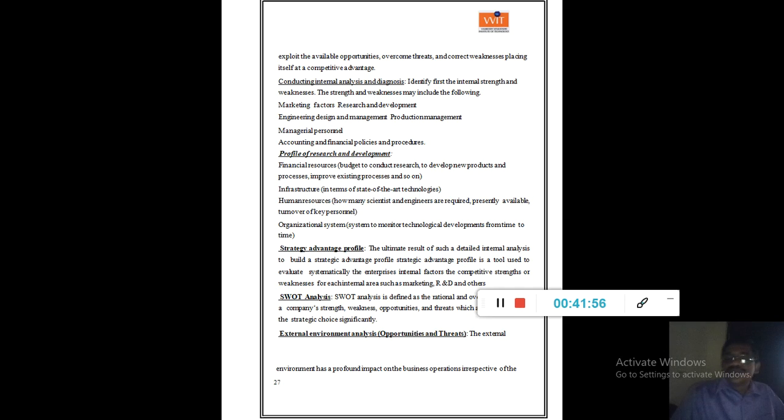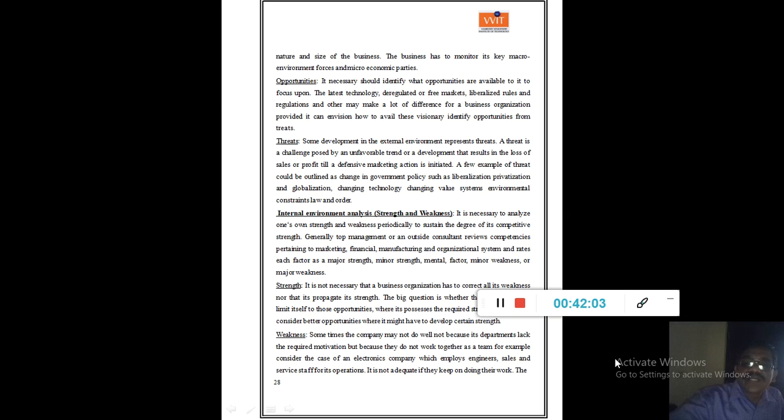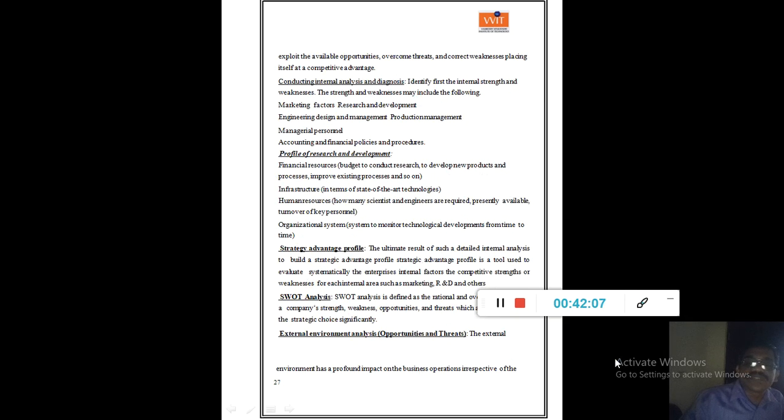Now coming to the SWOT analysis. SWOT analysis is defined as a rational process. It is a rational process of analyzing company strengths, weaknesses, opportunities and threats. So external environment analysis first. That is opportunities and threats. Opportunities and threats, external environment analysis.